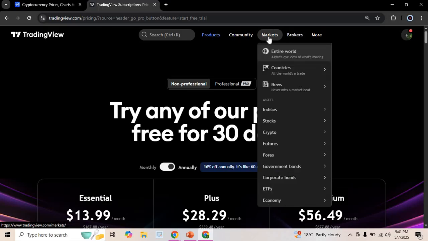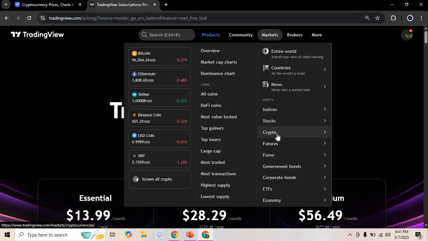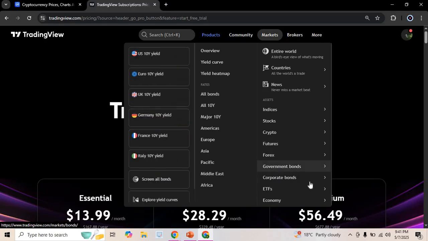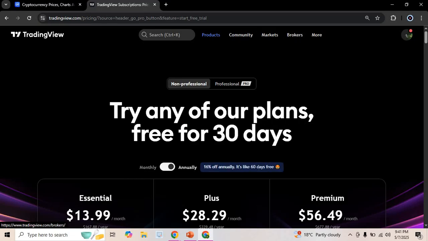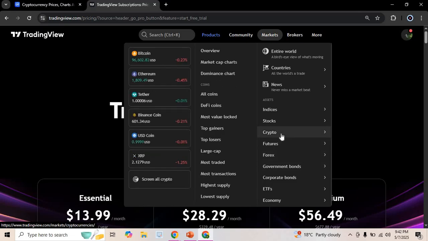The markets basically is a list of all financial markets that we've talked about: indices, stocks, crypto. This is our main area. Futures, forex, government bonds, corporate bonds, ETFs, and the economy. So this is where you come and choose the financial market that you're interested in at the moment. In our situation, that's the crypto market.